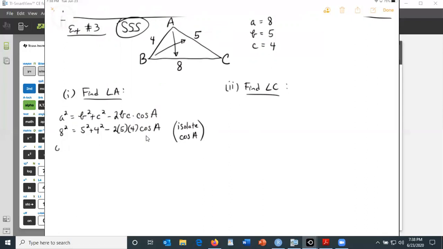All right, so let's see. We have 64, 25, 16, and then we have what times cosine there? That's 40 times the cosine, right? 2 times 5 times 4 is 40 with a minus sign in front. So then what we can do next is add 25 and 16 because those are just 2 whole numbers sitting there. That's 41 minus 40 cosine of A. Remember that that 40 is multiplied to the cosine, so you cannot subtract 41 and 40.